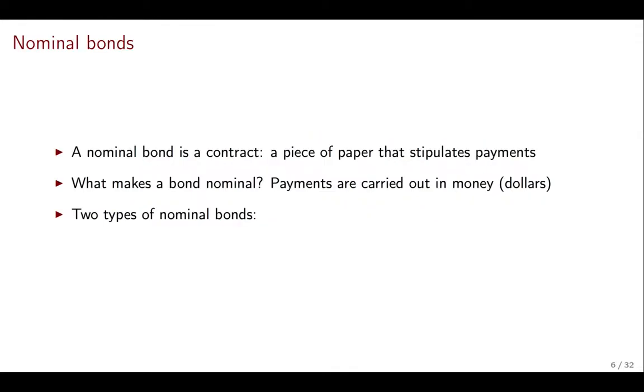So let's start by thinking about a specific type of asset, the nominal bond. When we say a bond, we really mean a contract. It's a piece of paper that stipulates some payments. What makes the bond nominal is that these payments are going to be carried out in dollars, in money. Because they're in dollars, that's what makes them nominal. And there are basically two types of these nominal bonds.